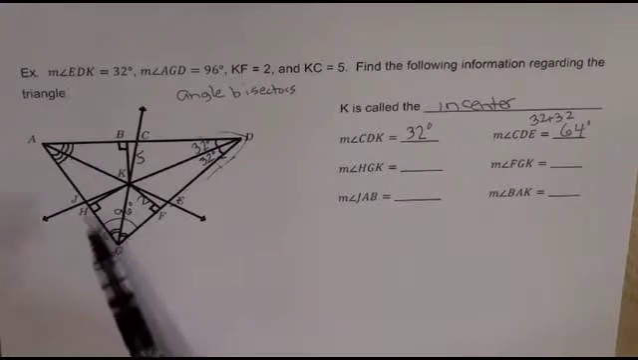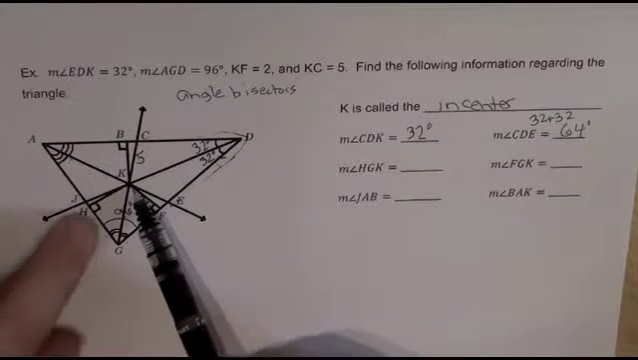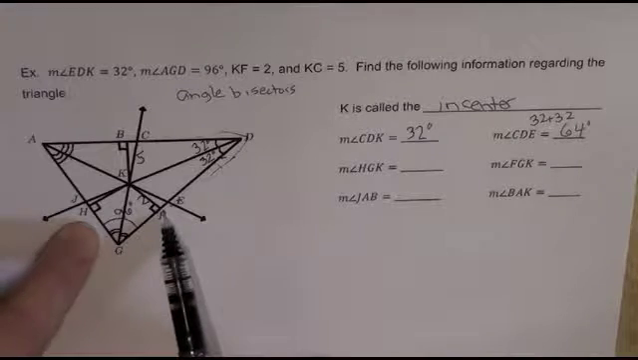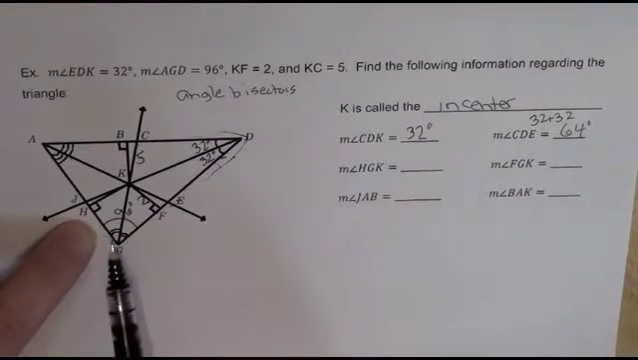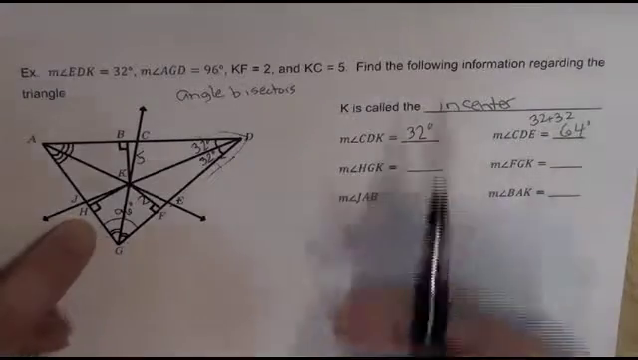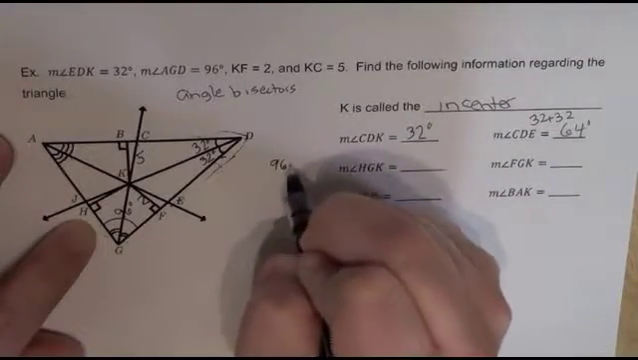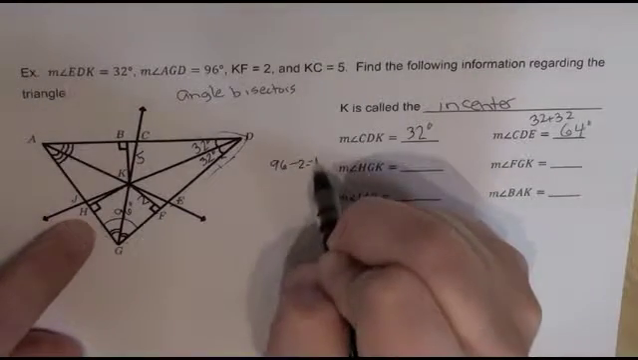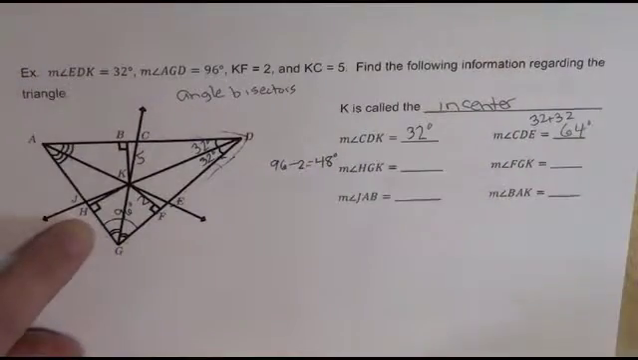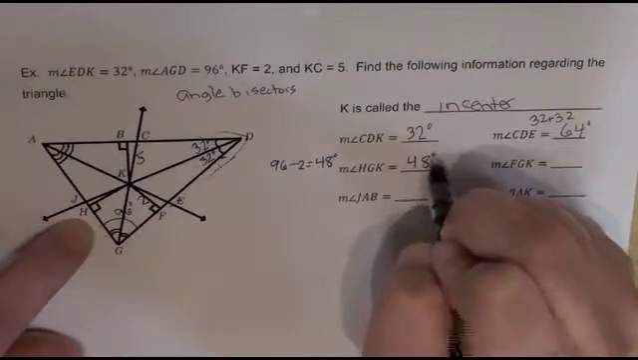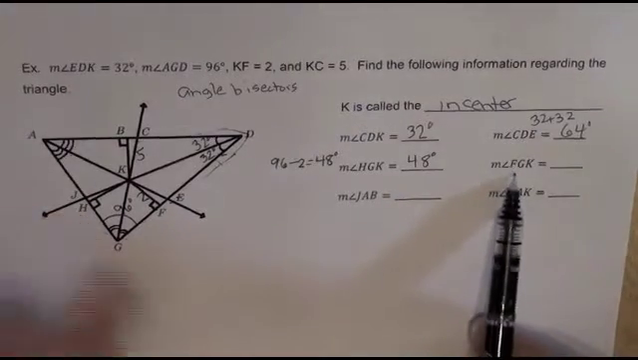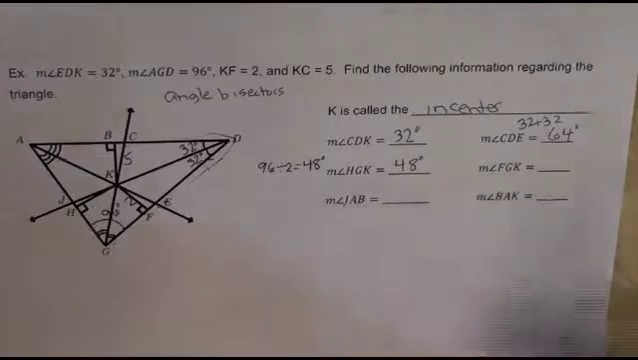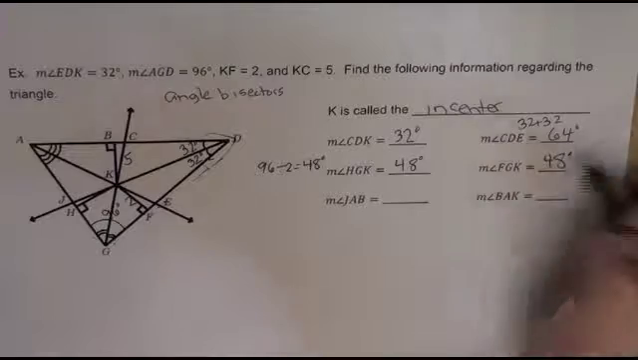HGK, the measure of angle HGK. Now HGK is only the left half of angle HGF. HGF is 96 degrees. It needs to be broken into two equal pieces. So that's 96 divided by 2, 48 degrees. The measure of angle FGK, that's the right side. Notice the right side and the left side are congruent, so they should both be 48 degrees.